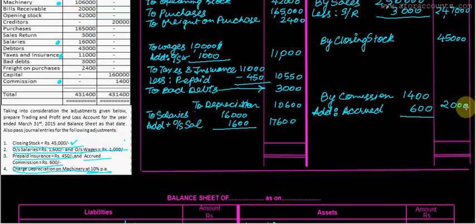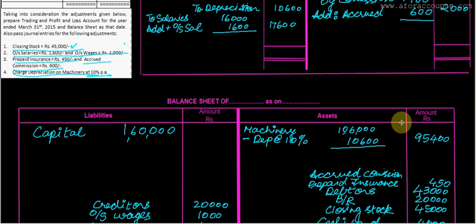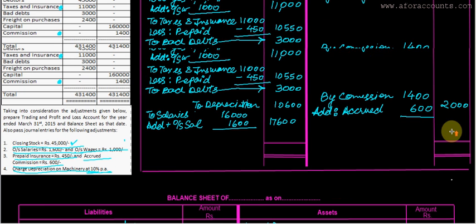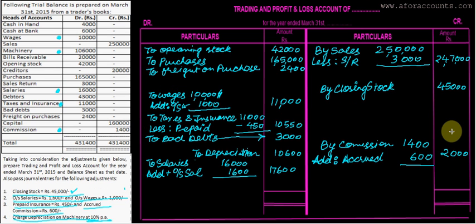because I will receive it. I have already worked for it. I have to just receive it. So accrued commission, put it here. How much is the accrued commission? Is it 600? Yes, it is 600. Okay. So I've done all the adjustments, plus I've also done the postings.